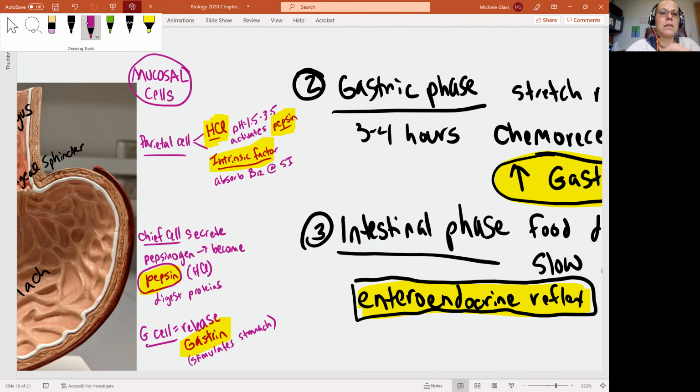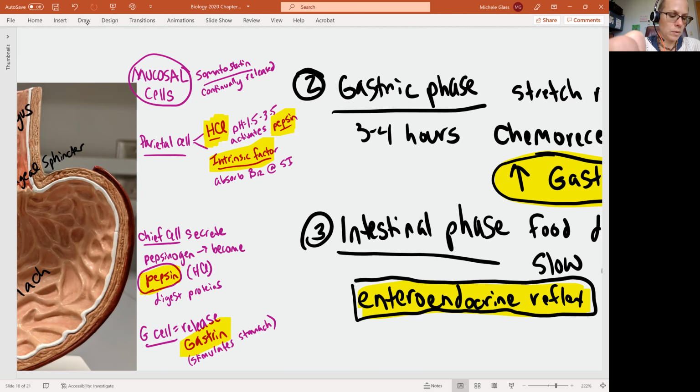We're also going to see that mucosal cells are going to release somatostatin. And somatostatin is like continually released to inhibit gastrin.